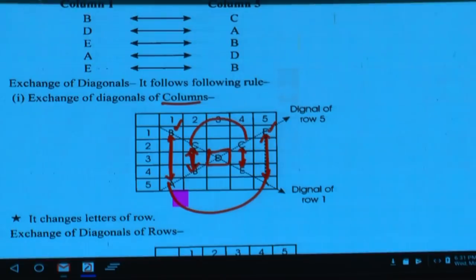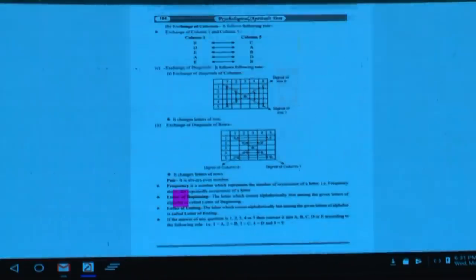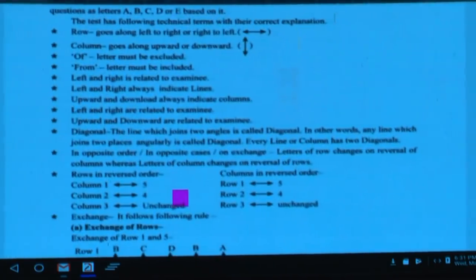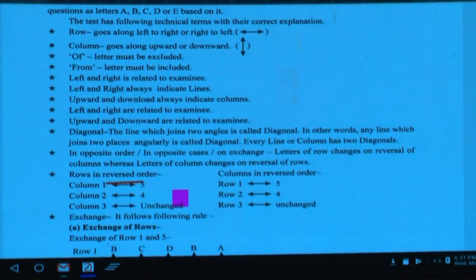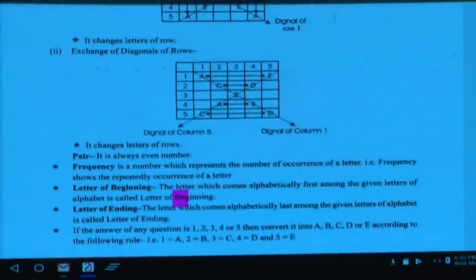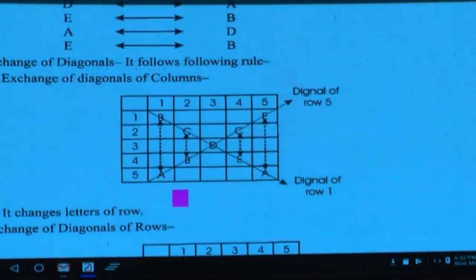1, 5, 2, 4, and 3 will remain at the same place. Now this is about this one. 1, 5, 2 and 4 get interchanged, and 3 will remain unchanged. Isn't it? Hence in this diagram also, it is clearly specified. Now 3 will remain as it is at D, and this 1 and 5 are interchanged, and 2 and 4 got interchanged.